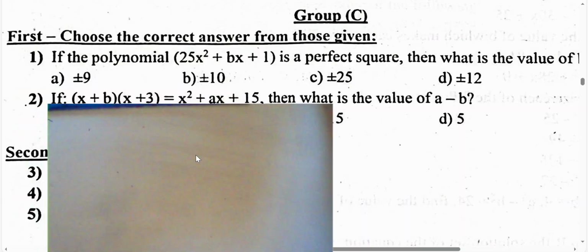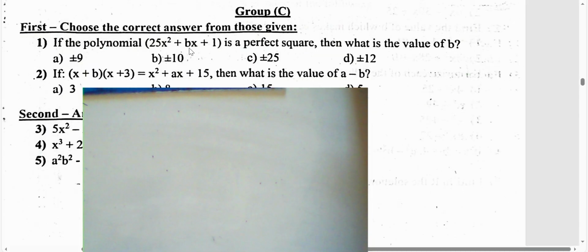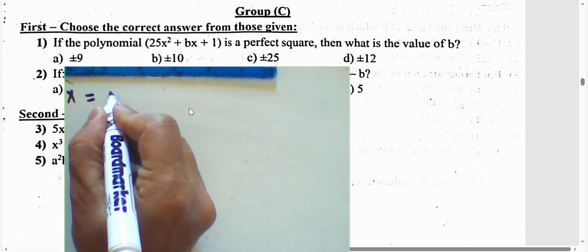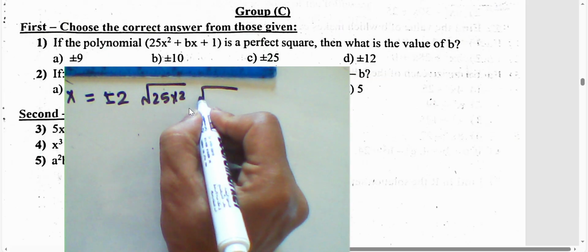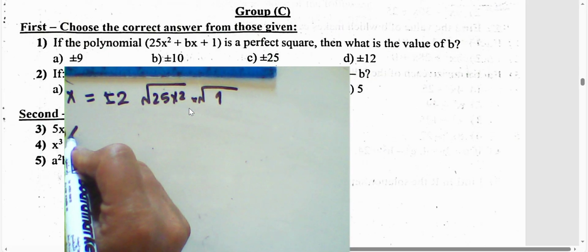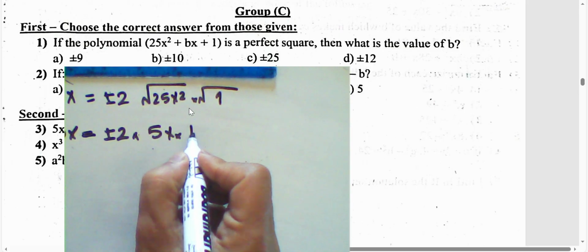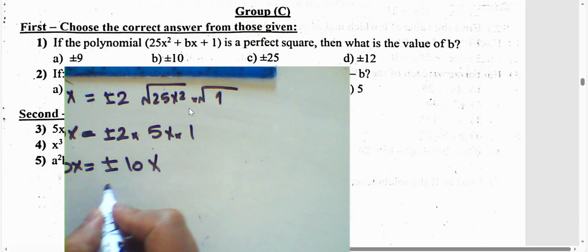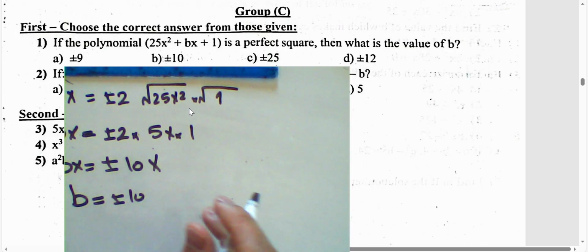The polynomial 25x² + bx + 1 is a perfect square. What is the value of b? He wants to find the value of b here. We can solve this example by using the rule. We know bx equals positive or negative 2 times the square root of the first times the square root of the third. So bx equals positive or negative 2 times 5x times 1, which is 10x. Then b equals positive or negative 10, the coefficient of x.